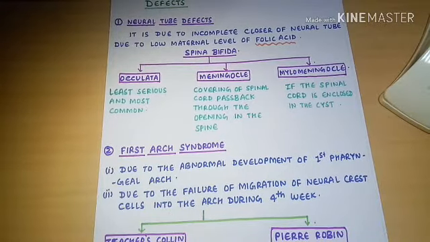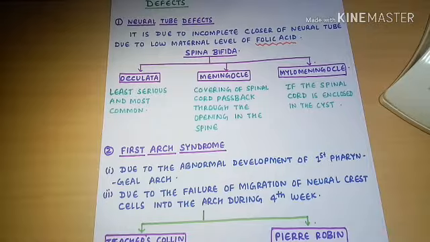If the neural crest cells which are formed during the formation of the neural tube do not migrate towards the first pharyngeal arch in the 4th week of development, the first arch syndrome is caused. Due to this, the two types of defects are Treacher Collins syndrome and Pierre Robin syndrome. They are caused due to the incomplete fusion or abnormal development of the first pharyngeal arch, so they are a type of first arch syndrome.